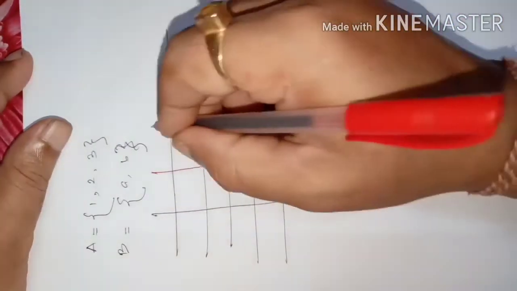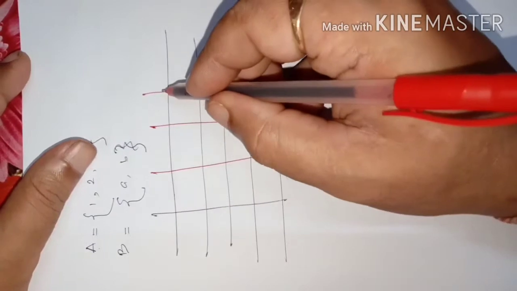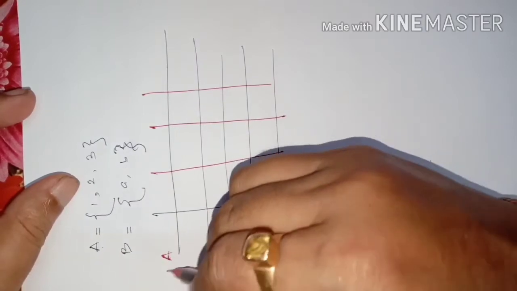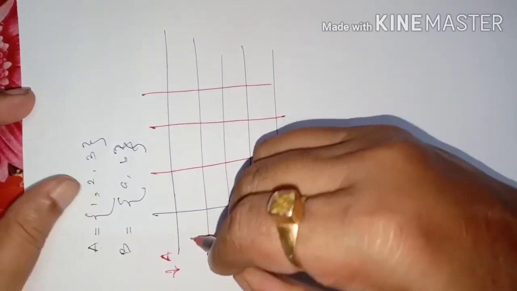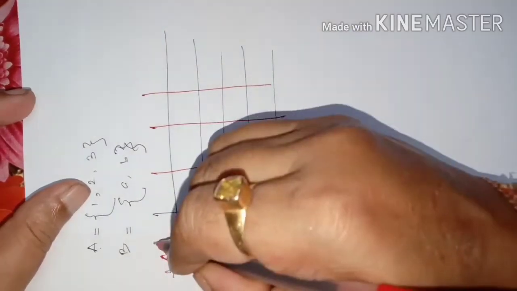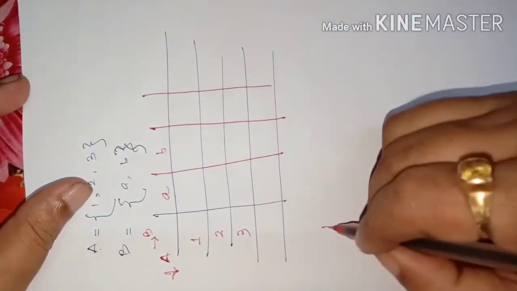So here, the elements of A, suppose I write here. Now I want A cross B. Then A's elements let me write here in a column: 1, 2, 3. Then B's elements let me write here in a row: a, b, because I am taking A cross B.